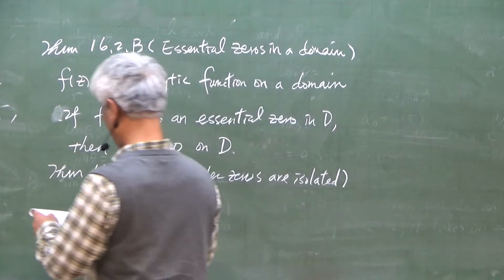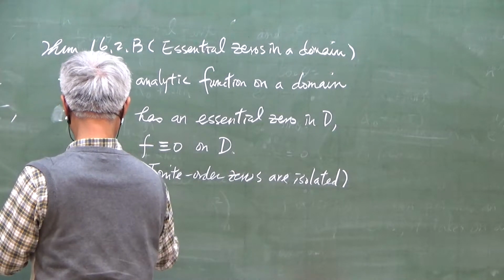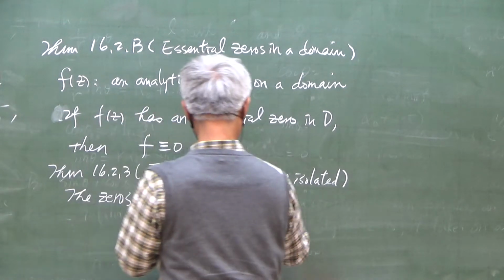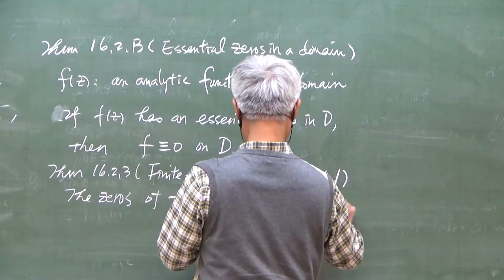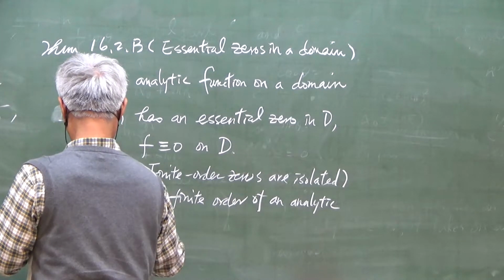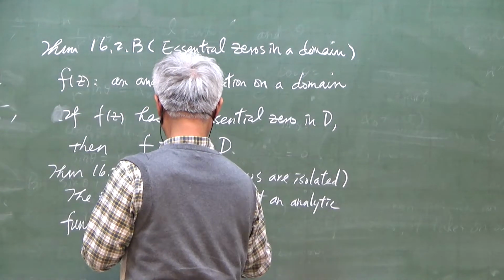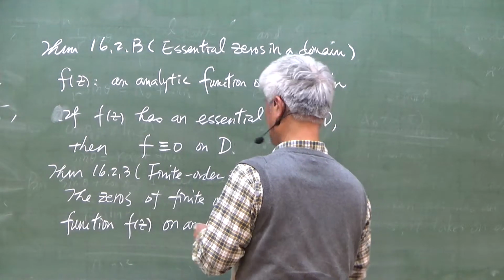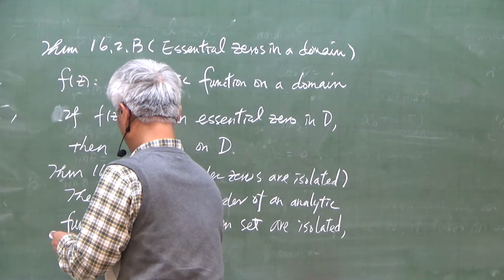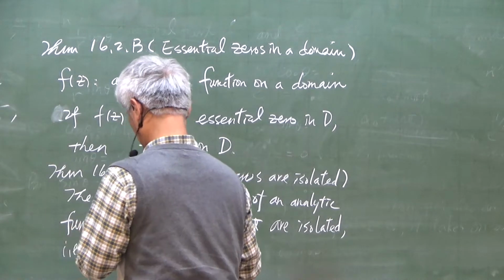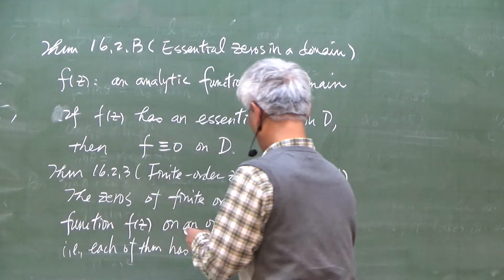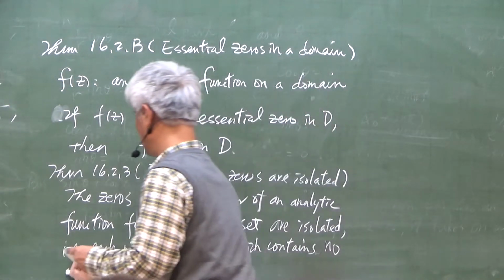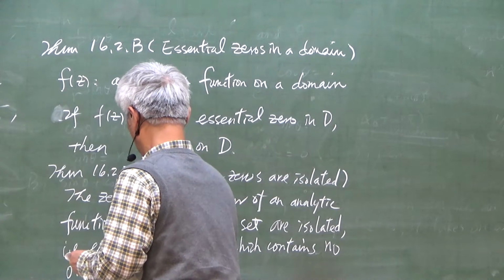Zeros are isolated. The zeros of finite order of an analytic function f of z on an open set are isolated, i.e., each of them has a neighborhood which contains no other zeros of f of z.